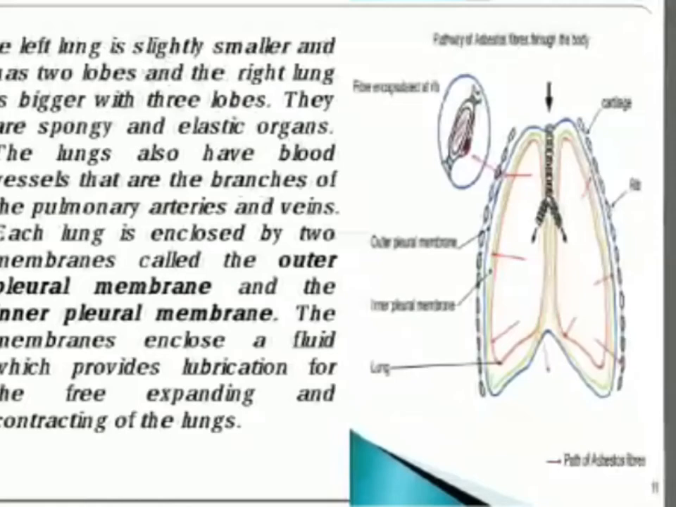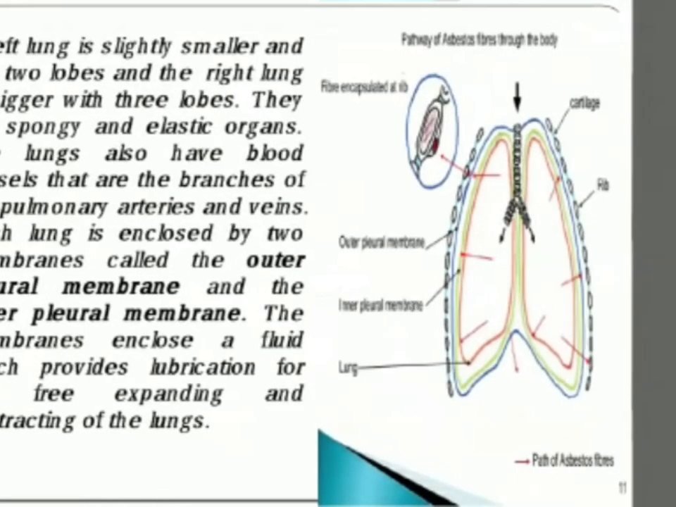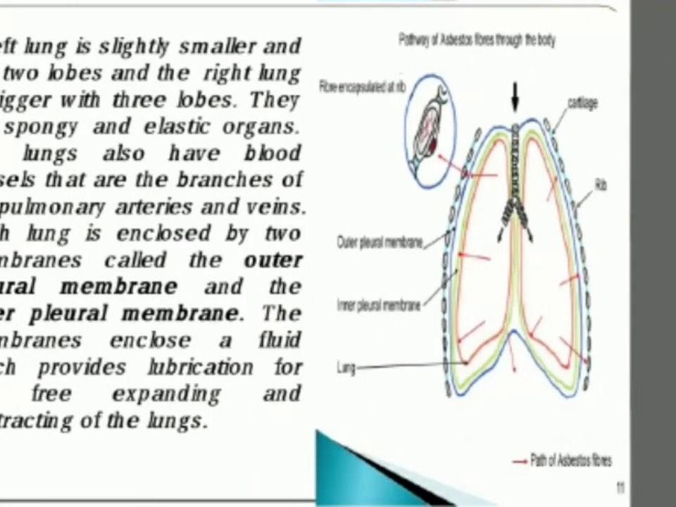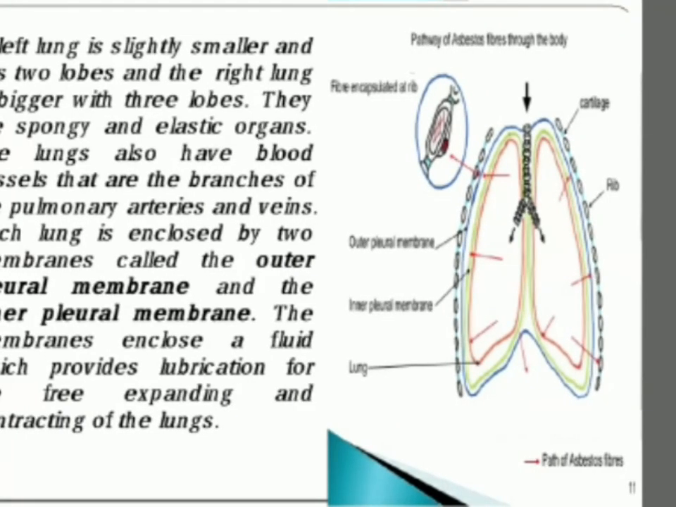Now we will see the detail of the lungs. The left lung is slightly smaller and has 2 lobes, and the right lung is bigger with 3 lobes. They are spongy and elastic organs.